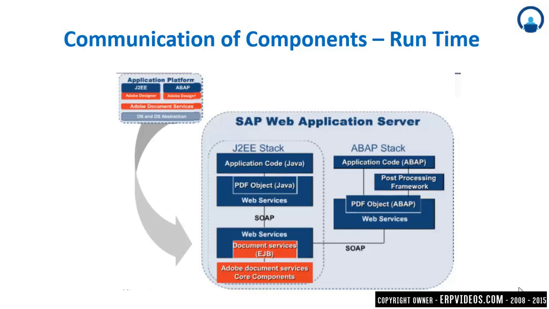So here either we can have a Java stack or an ABAP stack depending upon the development language which we have used. So if we have used an ABAP stack, then we would be having an ABAP Workbench where we will have the ABAP application code, then we have the web services under that PDF document, and then we'll do the post-processing framework during the runtime. And here we'll have a SOAP protocol to be used which will be linked to the web services.